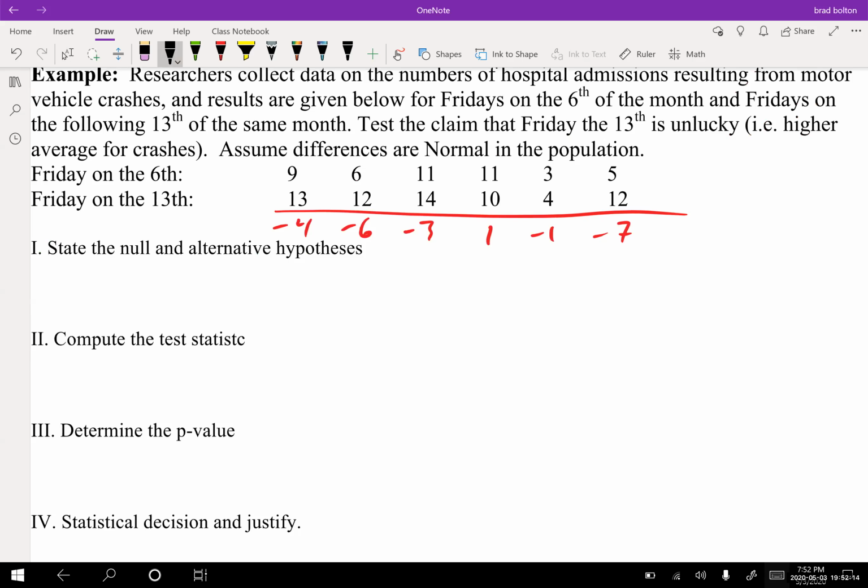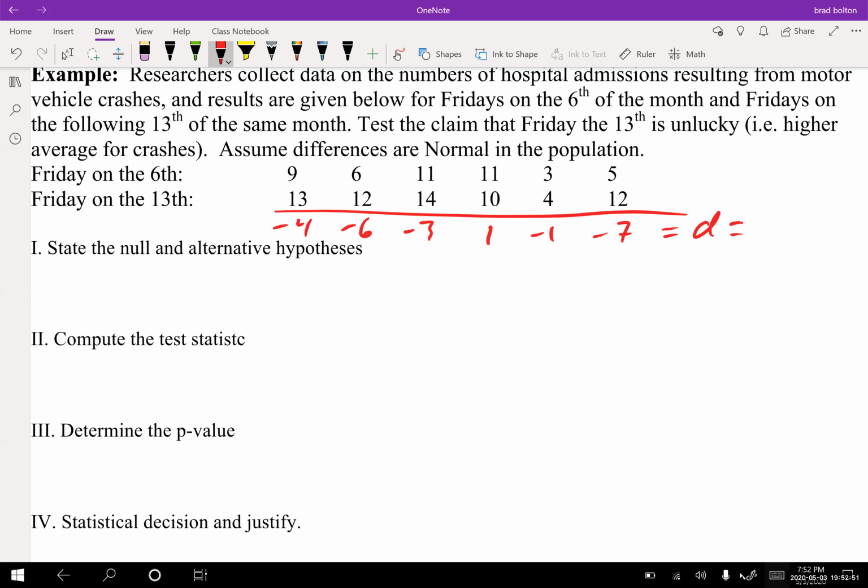So we've got to be a little bit careful because, just so you guys know, we're going to get d, which is, let's see here, -10, -14, -21, is that -20? So let me just put it in my calculator so we can go stat, edit, -4, -6, -3, 1, -1, -7. 1, 2, 3, 4, 5, 6, 6 of them.